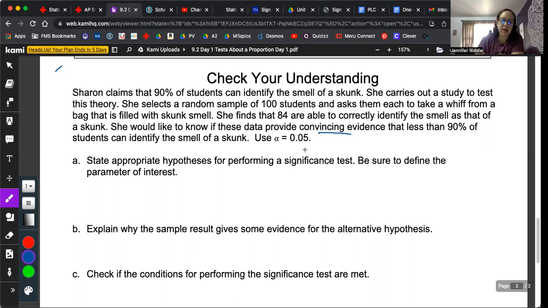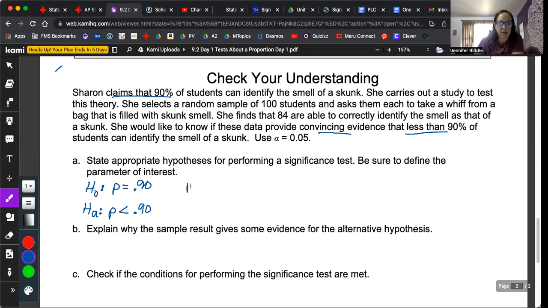So convincing evidence, that tells me I should be doing a significance test. State appropriate hypotheses for performing a significance test. Be sure to define the parameter of interest. So first I need to look at my claim. My claim is 90%. And we're really looking for our parameter being how many people can identify the smell of a skunk. So my H naught is that the proportion is equal to the claim of 0.90. And then my alternate hypothesis, she thinks that less than 90%. So P, the true proportion, is less than 0.90.